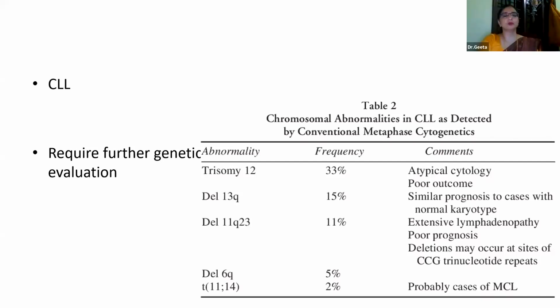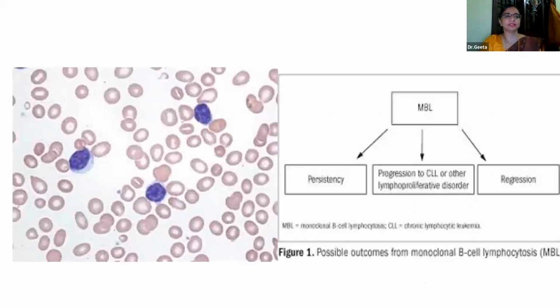So CLLs are also associated with genetic abnormalities. So it's important to get this information also on hand because many of them are associated with prognostic significance. Here just a mention about monoclonal B cell lymphocytosis, which is a precursor of CLL and can show similar findings on morphology as well as flow cytometry.